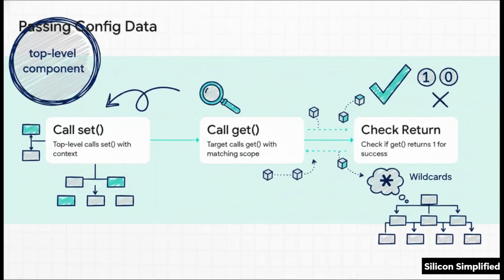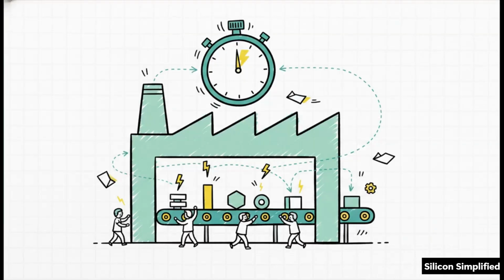Passing this configuration data does require some pretty exact scoping, though. Step 1, from a top-level component, you call the static method uvm_config_db::set. You pass it a context like this or null and a string for the instance name. This tells the system exactly who is allowed to see the data. Step 2, the target component calls uvm_config_db::get using a matching scope to retrieve it. And step 3, always check the return value. If get returns a 1, boom, you successfully grabbed the resource. If it returns a 0, the data wasn't there. You can even use wildcards in your instance string to instantly configure every single component under a specific subtree, which is just incredibly handy.